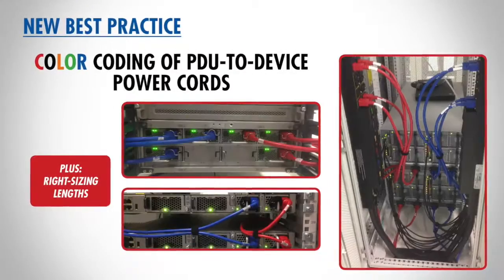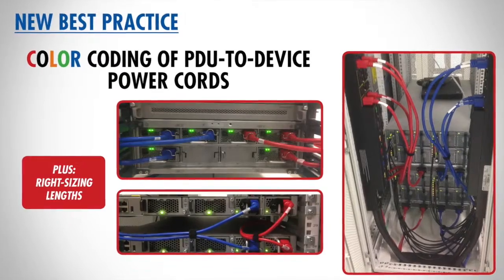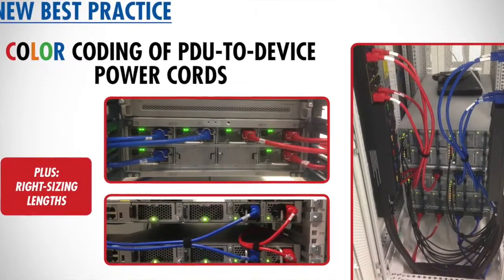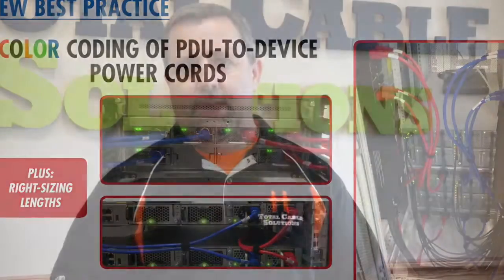At the same time, you're going to want to right-size those power cords. So in addition to using colors to differentiate, you're going to want to make sure that you're using a power cord that doesn't require you to put a lot of slack into it. This is going to easily reduce cable congestion on the back side of your cabinets wherever your power feeds are.